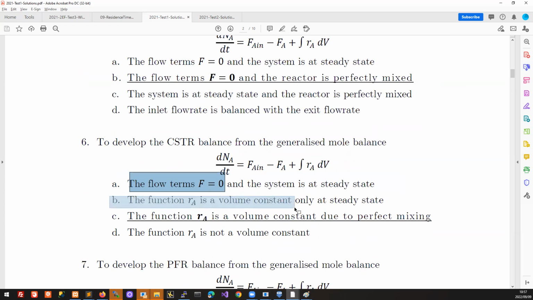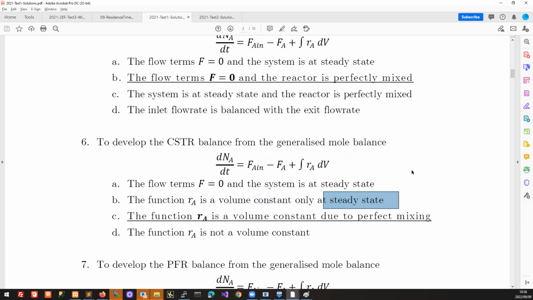RA is a volume constant. Yes, it is a volume constant because it's perfectly mixed. And it says here only at steady state. It's not the case that RA has to be constant only at steady state, right? This RA being a volume constant is a spatial statement. It states that the rate is the same at all points in the reactor. It doesn't have to be steady for that to happen.